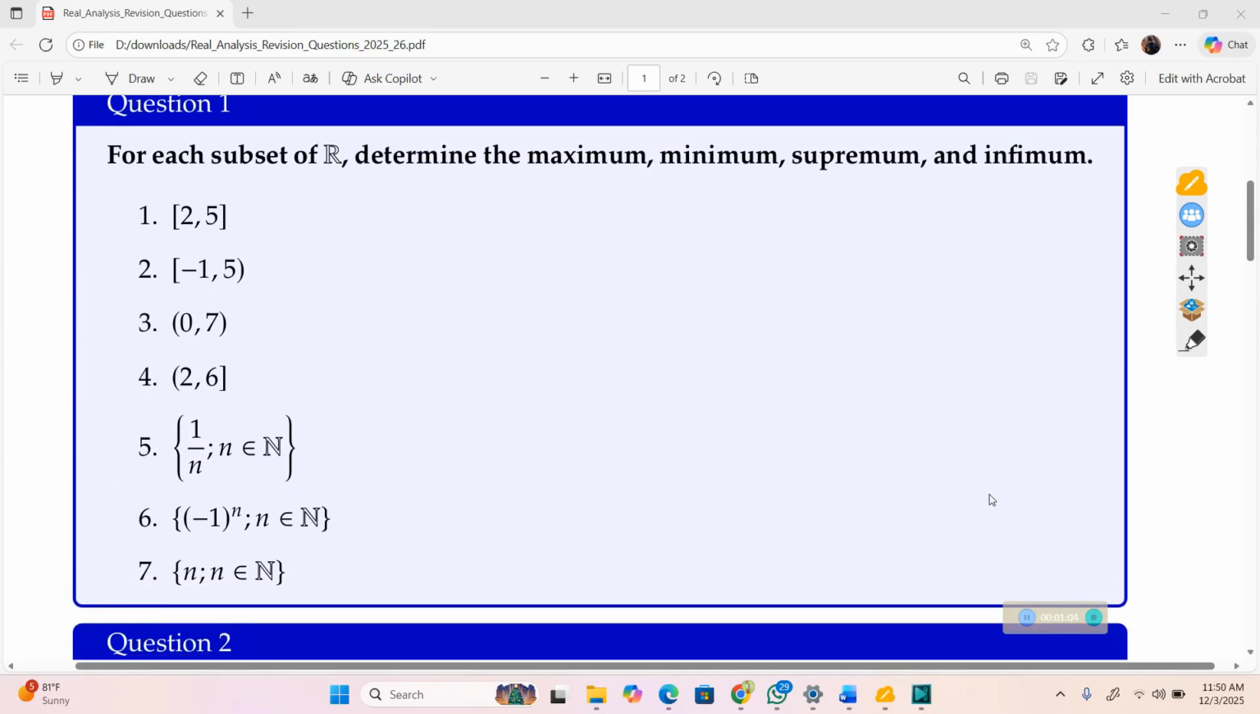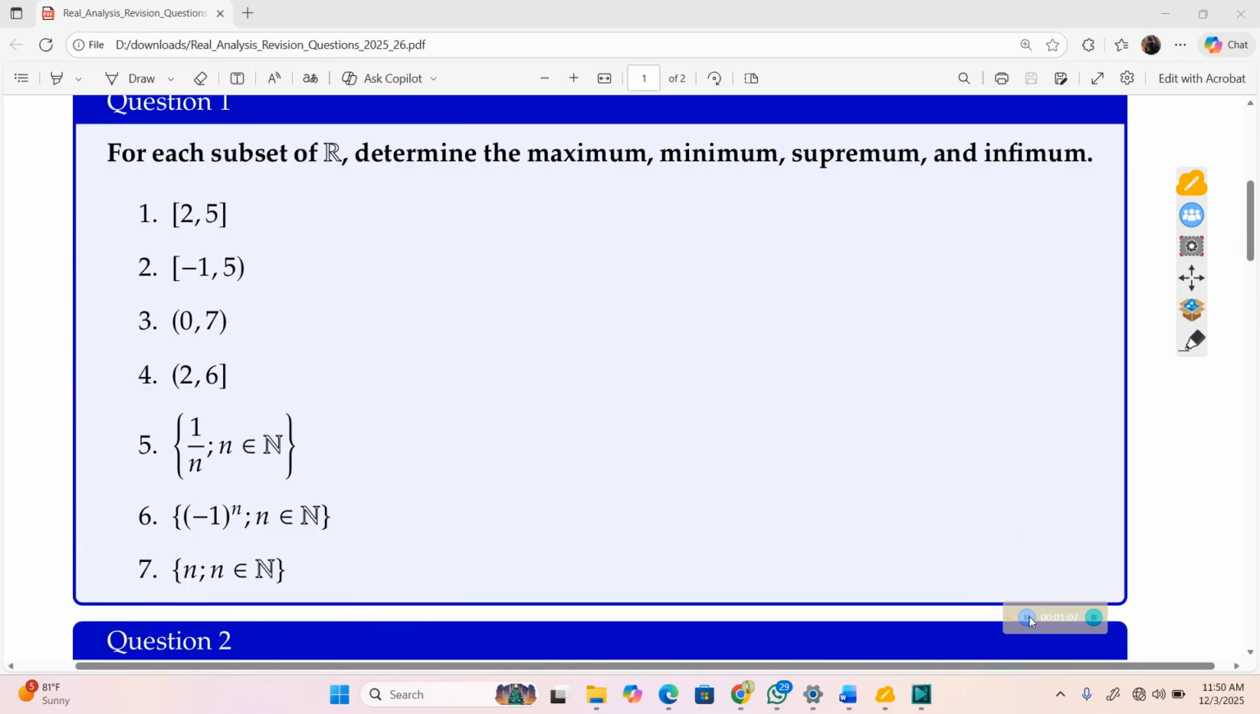We shall look at question number 1. For question number 1, it says, for each subset of R, determine the maximum, minimum, supremum, and infimum of these given sets. So we shall begin with part 1, which is the set [2, 5]. Okay, so looking at this one here, we need to determine the maximum, minimum, supremum, and the infimum. So let us look at part 1, which is about the set [2, 5].